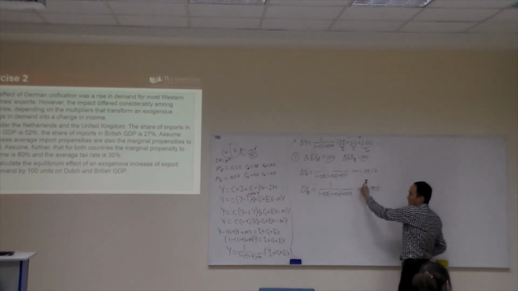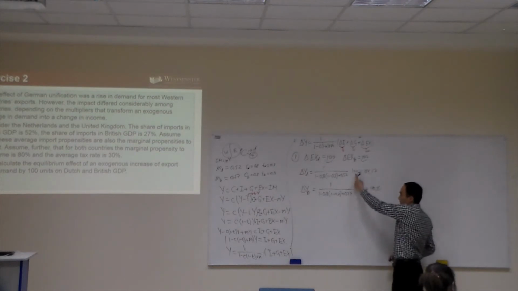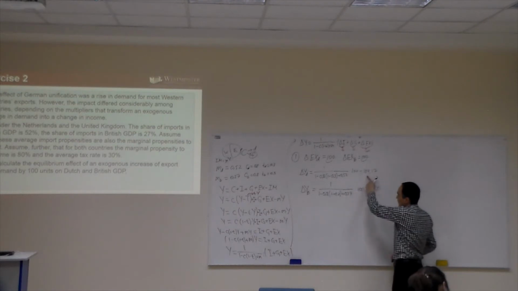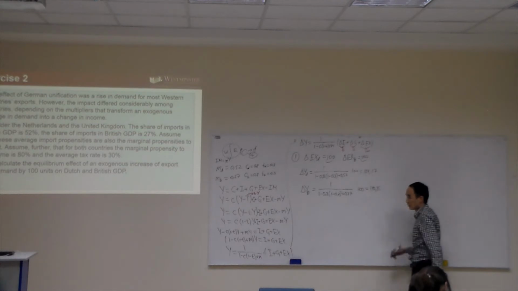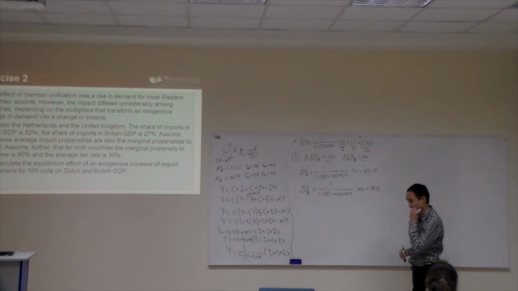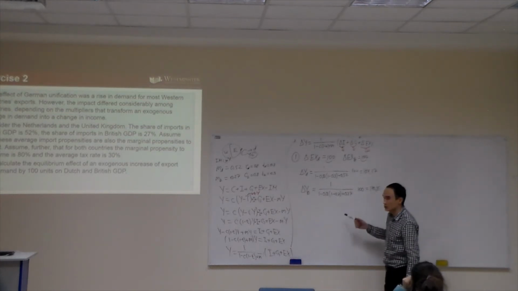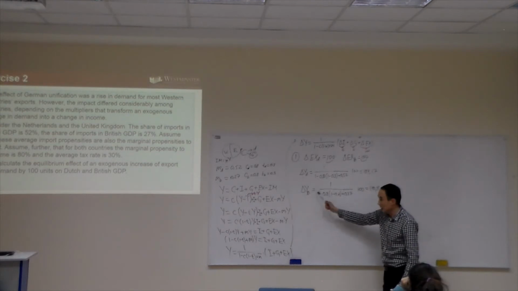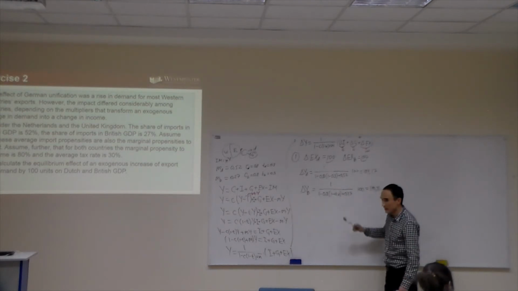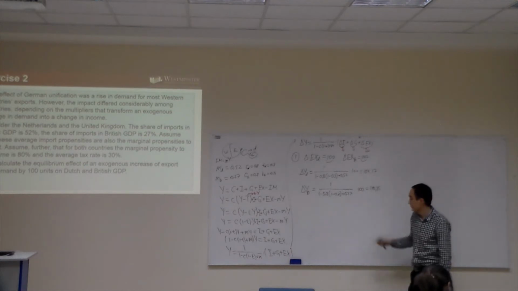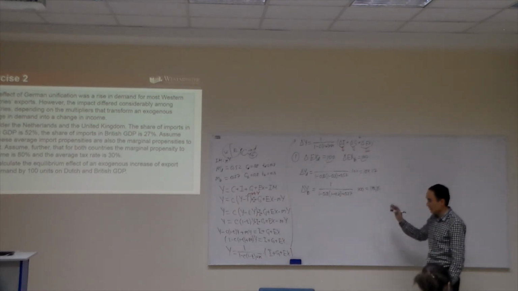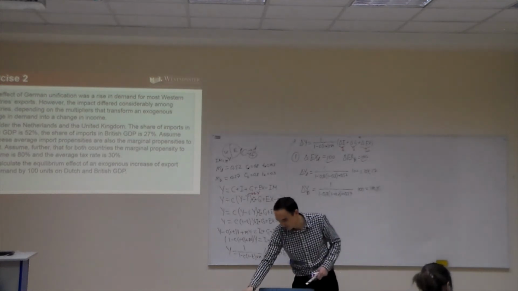Why? In both countries, the injection is 100, yes? The change in net exports. But in the case of the Dutch economy, it was only a little change, while in the case of the British economy, there was a much higher multiplier effect. Why? Because the multiplier in the British economy is larger, because they're importing less. So this is the key. We are done with this one, and now the second one.